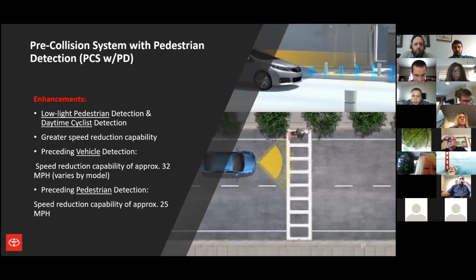Between those two additions and these enhancements, this makes TSS the most robust safety suite of products in the volume automotive industry. The enhancements include low light pedestrian detection and daytime cyclist detection, and greater speed reduction capability. So preceding vehicle detection, speed reduction capability of approximately 32 miles per hour. Preceding pedestrian detection, speed reduction capabilities of approximately 25 miles per hour.